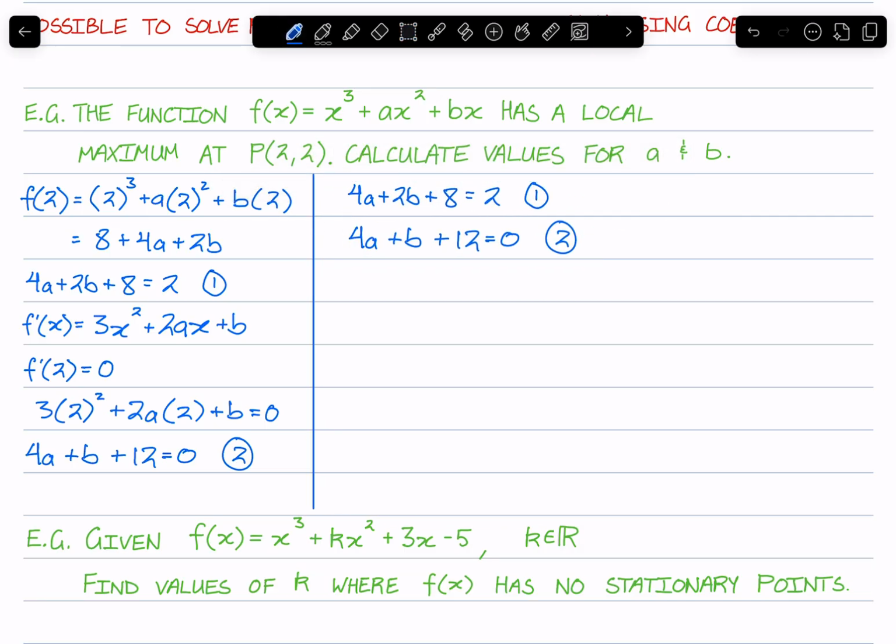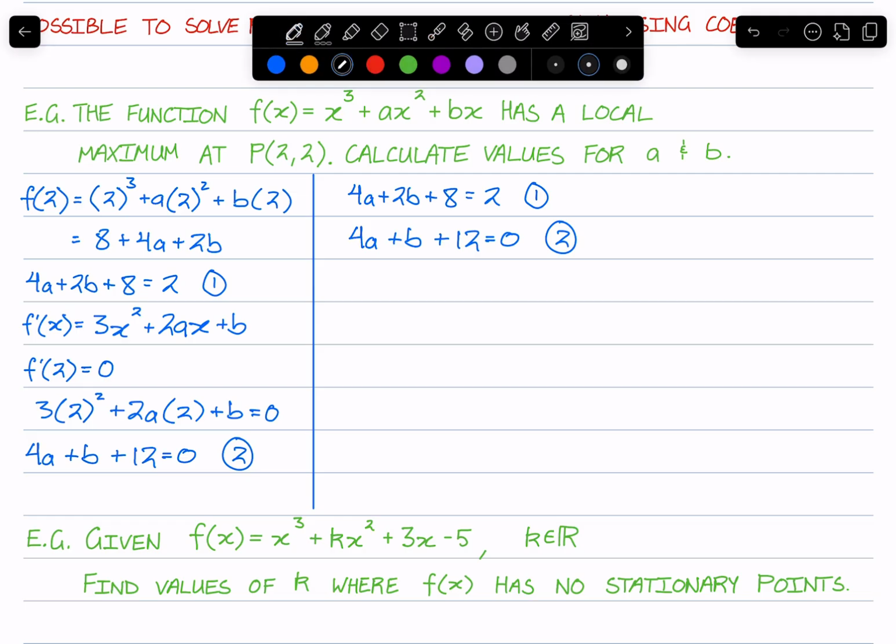And for this, I'm going to do an elimination because the a is already the same coefficient. So solving this, I'm going to do a subtraction. This will give me 4a minus 4a, that's 0. 2b minus b is b. 8 minus 12 is negative 4. Equals 2 minus 0 is 2. So solving this, we get b is equal to 6.